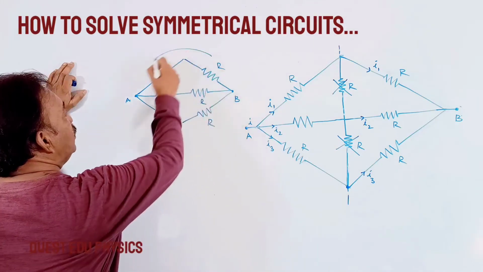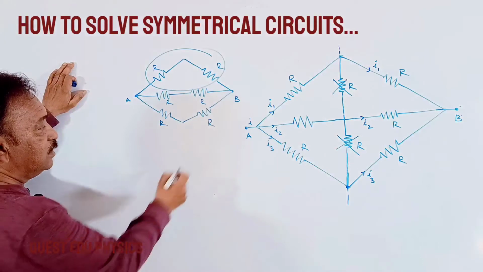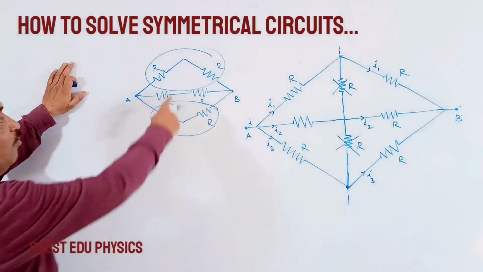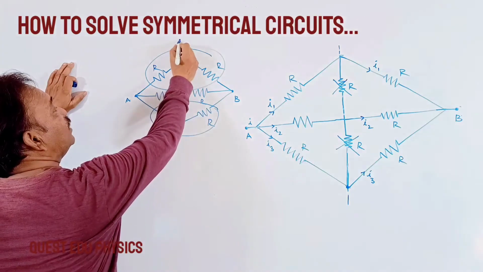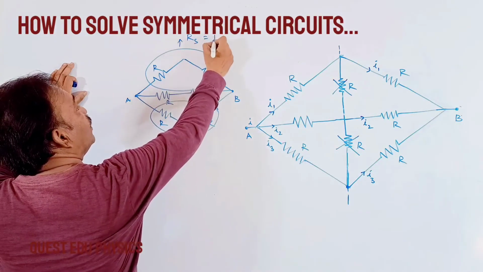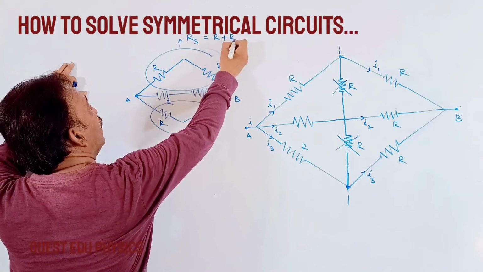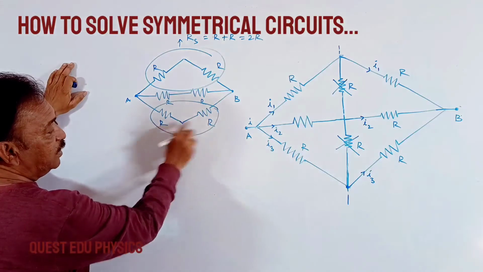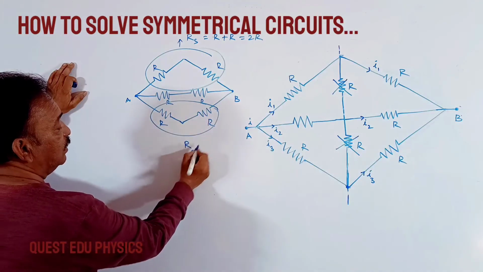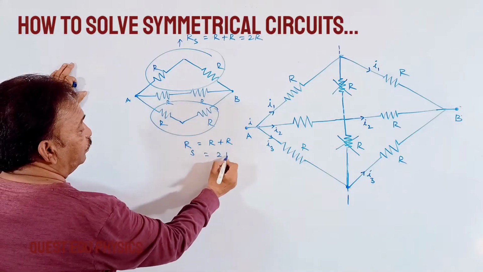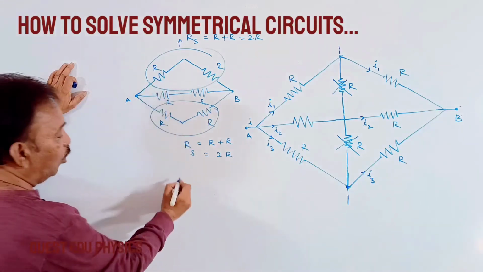These two are in series. Similarly, these two are in series also. Okay, for this part, the effective resistance Rs is equal to R plus R. Since they are connected in series, it is 2R. And the same thing happens with these two. Thus, Rs is equal to R plus R, it is 2R. Then the circuit can be redrawn like this.